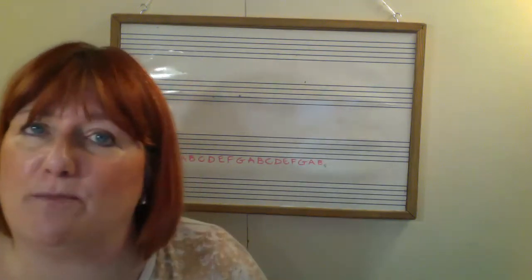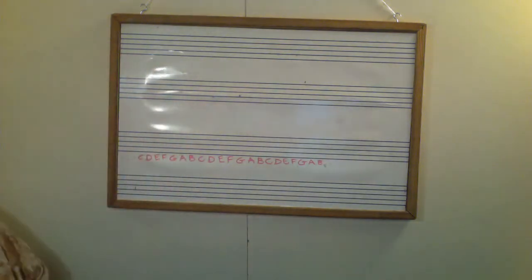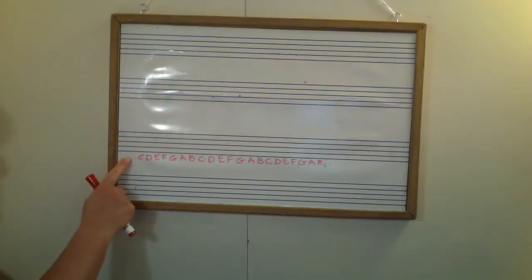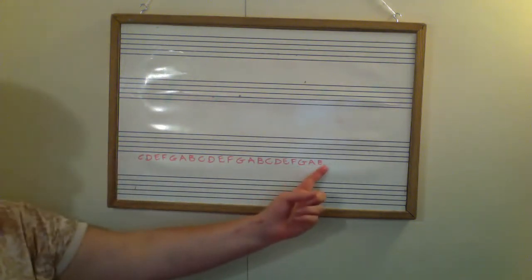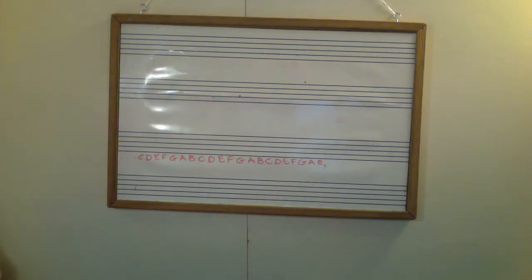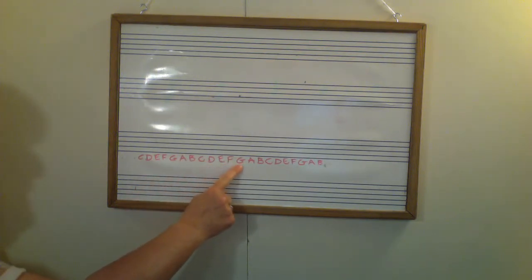All right, so I'm just going to move back and we're going to have a look at the board. Now, I've put dots here, and I've put dots here, and that means it just continues. So let's start. A, B, C, D, E, F, G. A, B, C, D, E, F, G.